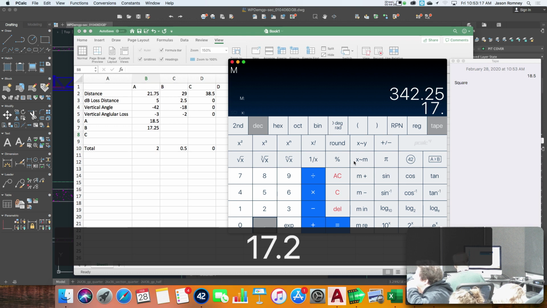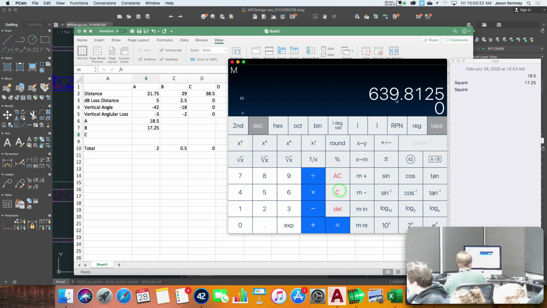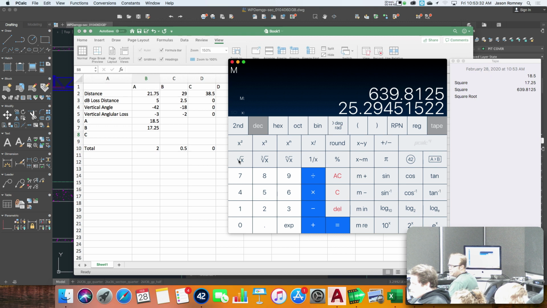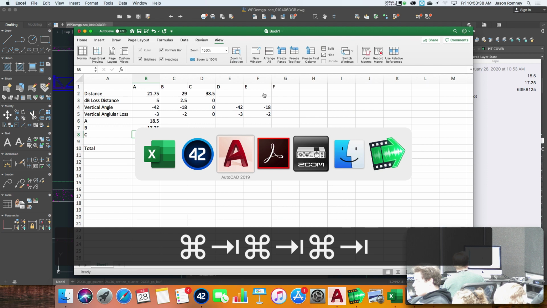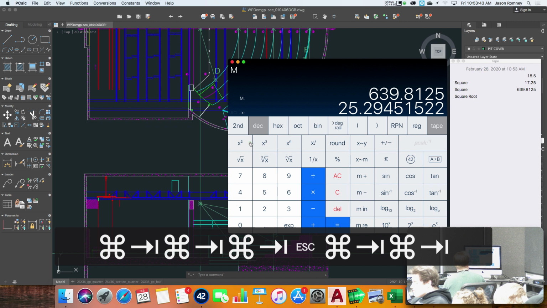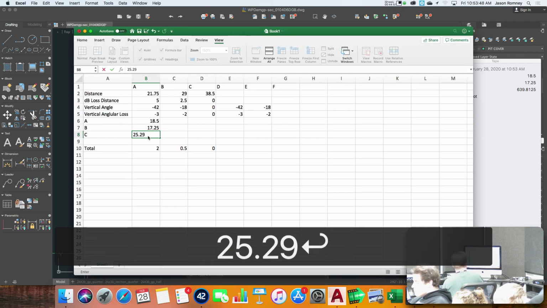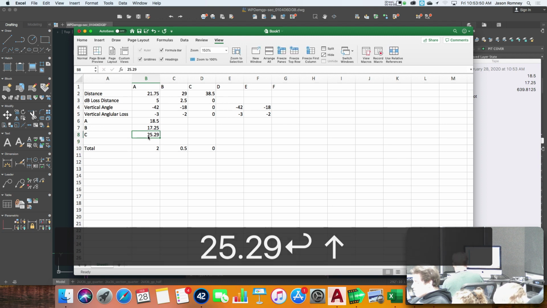I get 639.8125. And then I'm going to bring that back in, and I'm going to take the square root of that, and I will get 25.29 feet. That is the distance to seat, make sure, D. Yep. So 25.29. Okay? So that is actually the distance. Oops, I put it in the wrong spot, didn't I? So this is the distance.